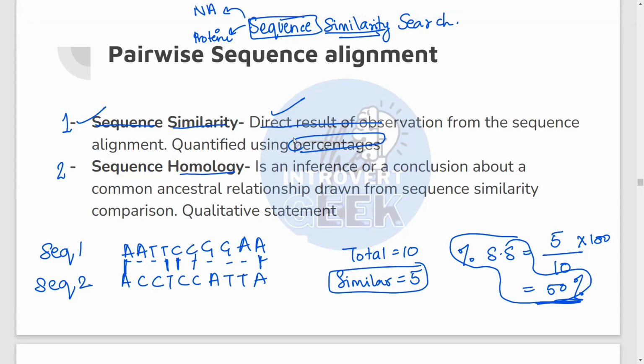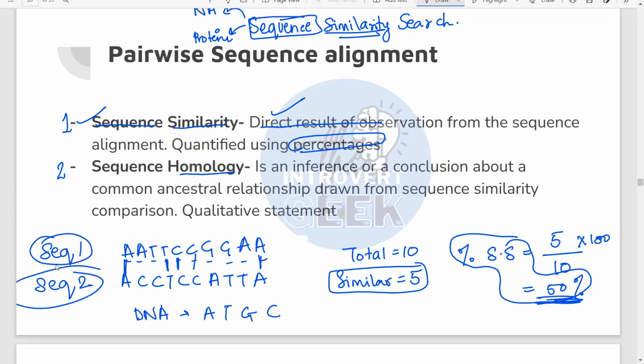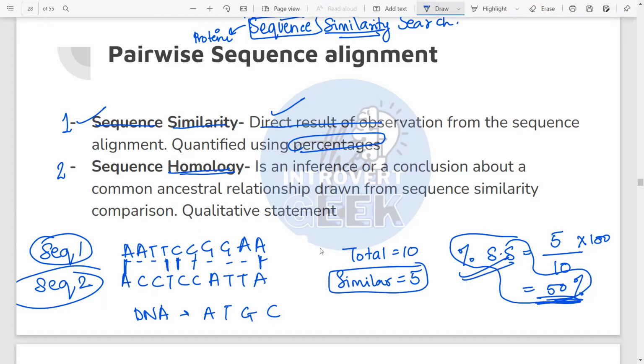Now, if I say sequence 1 and sequence 2 are 50% similar, can I also say that they are 50% homologous? Can I say sequence 1 and 2 show 50% homology? No, that is absolutely incorrect. Why is it so? Because your DNA has just 4 bases, A, T, G, and C, right? So there is a very good chance that this 50% similarity is just by chance. Just because there are only 4 bases, you got a similarity. Can you say in any given scenario that these two sequences are homologous? No, right? So sequence similarity and homology are not the same thing. Then how do you understand what homology is? You can use the sequence similarity data to predict the homology.